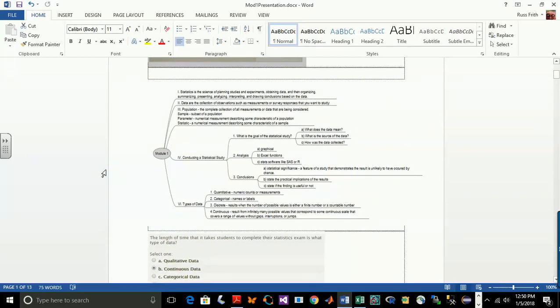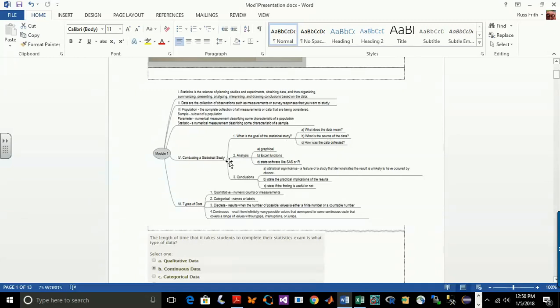Conducting a statistical study. Okay, so I believe you addressed a number of these points in your Module 1 discussion forum. So for instance, when you conduct a statistical study, you want to know what is the goal of this statistical study. What does the data mean? What is the source of the data? How was the data collected?